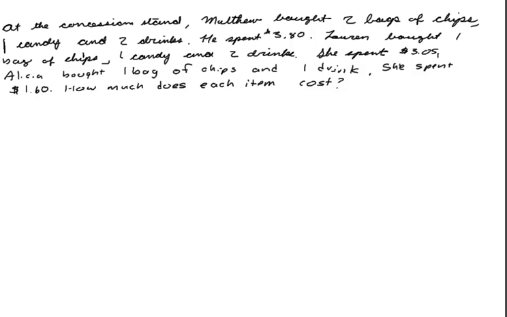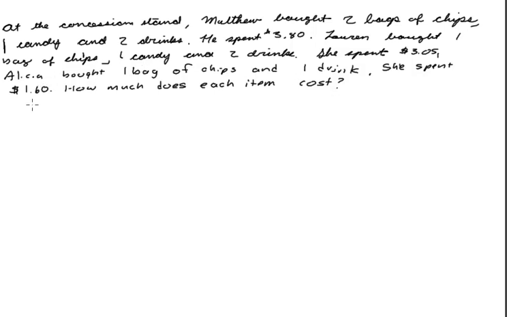We can use matrices and the calculator to help us solve systems of 3 equations and 3 unknowns fairly easily. Let's take a look at this example. At the concession stand, Matthew bought 2 bags of chips, 1 candy, and 2 drinks. He spent $3.80. Lauren bought 1 bag of chips, 1 candy, and 2 drinks. She spent $3.05. Alicia bought 1 bag of chips and 1 drink. She spent $1.60. How much does each item cost?